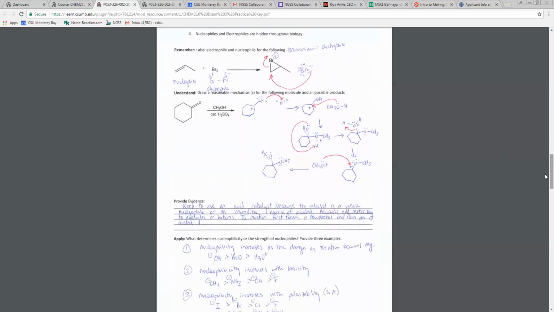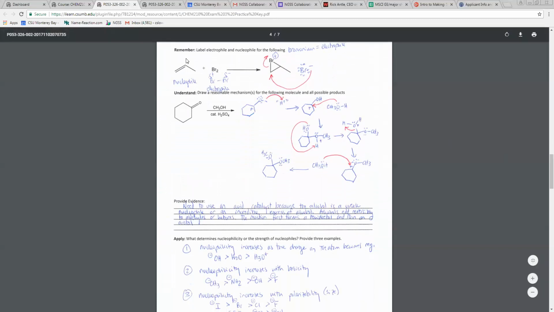Nucleophiles and electrophiles are hidden throughout biology, so you have to be able to label the electrophile and the nucleophile. In this case, remember, a double bond is always a lone pair in disguise. And then this Br2, these two bromides are not equal. One of them is going to function as an electrophile. The other then is going to function as a nucleophile, as shown.